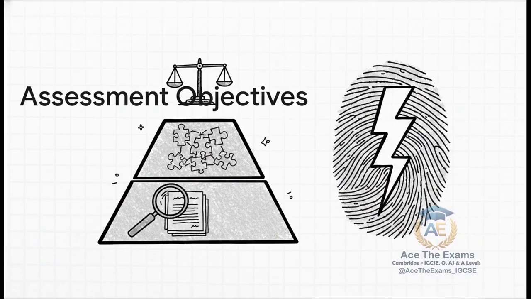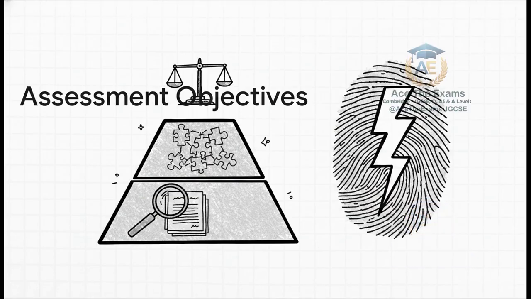Layer number 1, knowledge and understanding. This is your raw physical evidence. Do you actually grasp the Arabic vocabulary, the grammar structures, and the explicit surface-level meaning of the text? If you don't have this, you don't even have a crime scene to investigate.